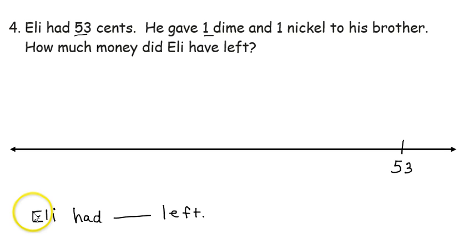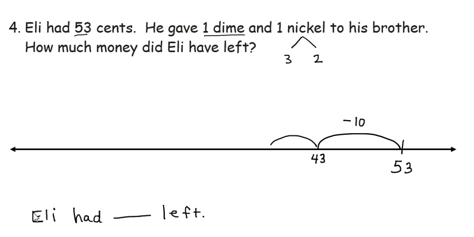I'll start by subtracting 1 dime. So 53 minus 10 is 43. And now I have to subtract the nickel. I'm going to break that nickel into 3 cents and 2 cents. That allows me to jump back to the friendly number of 40 and then go 2 more from there. 40 minus 2 is 38. And that tells me that Eli had 38 cents left.